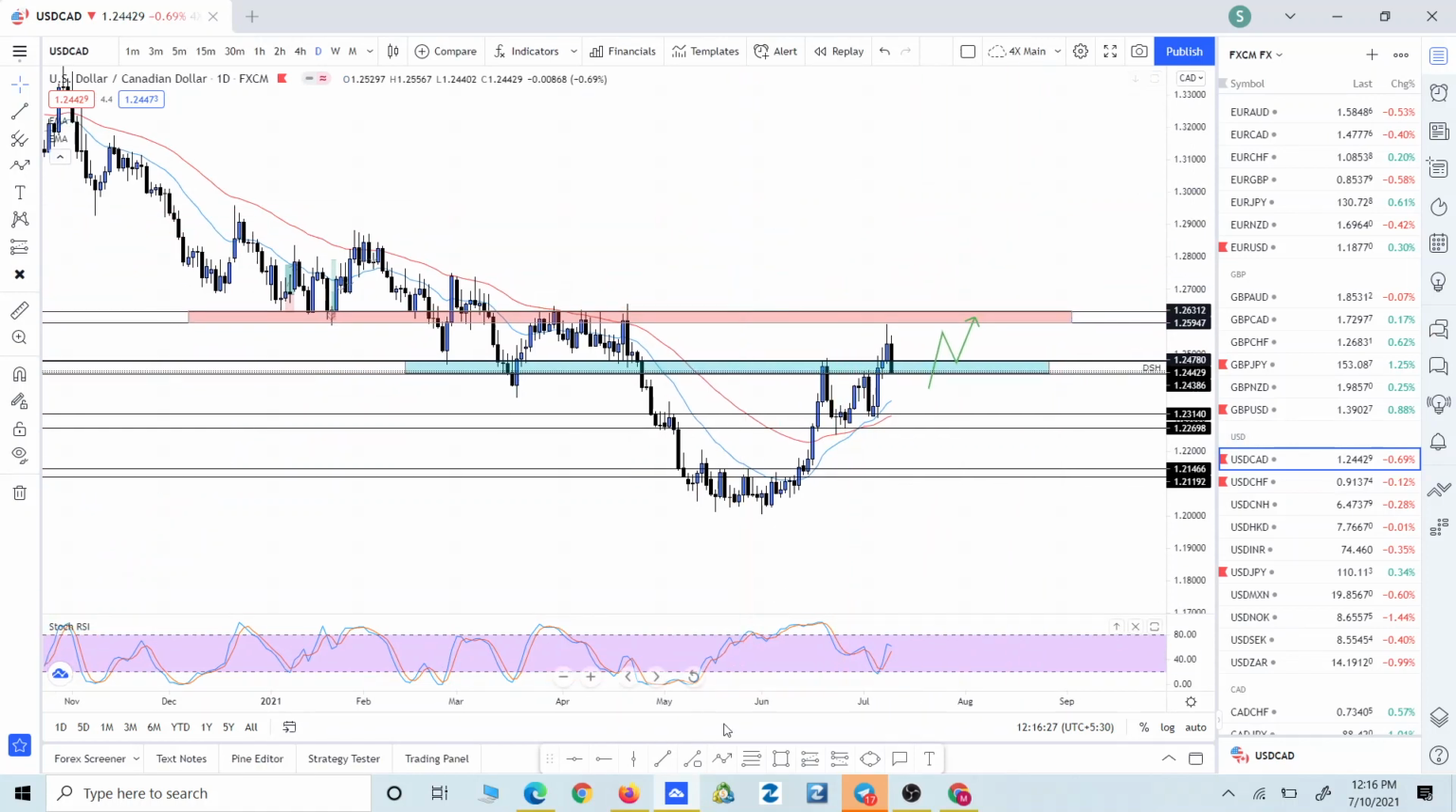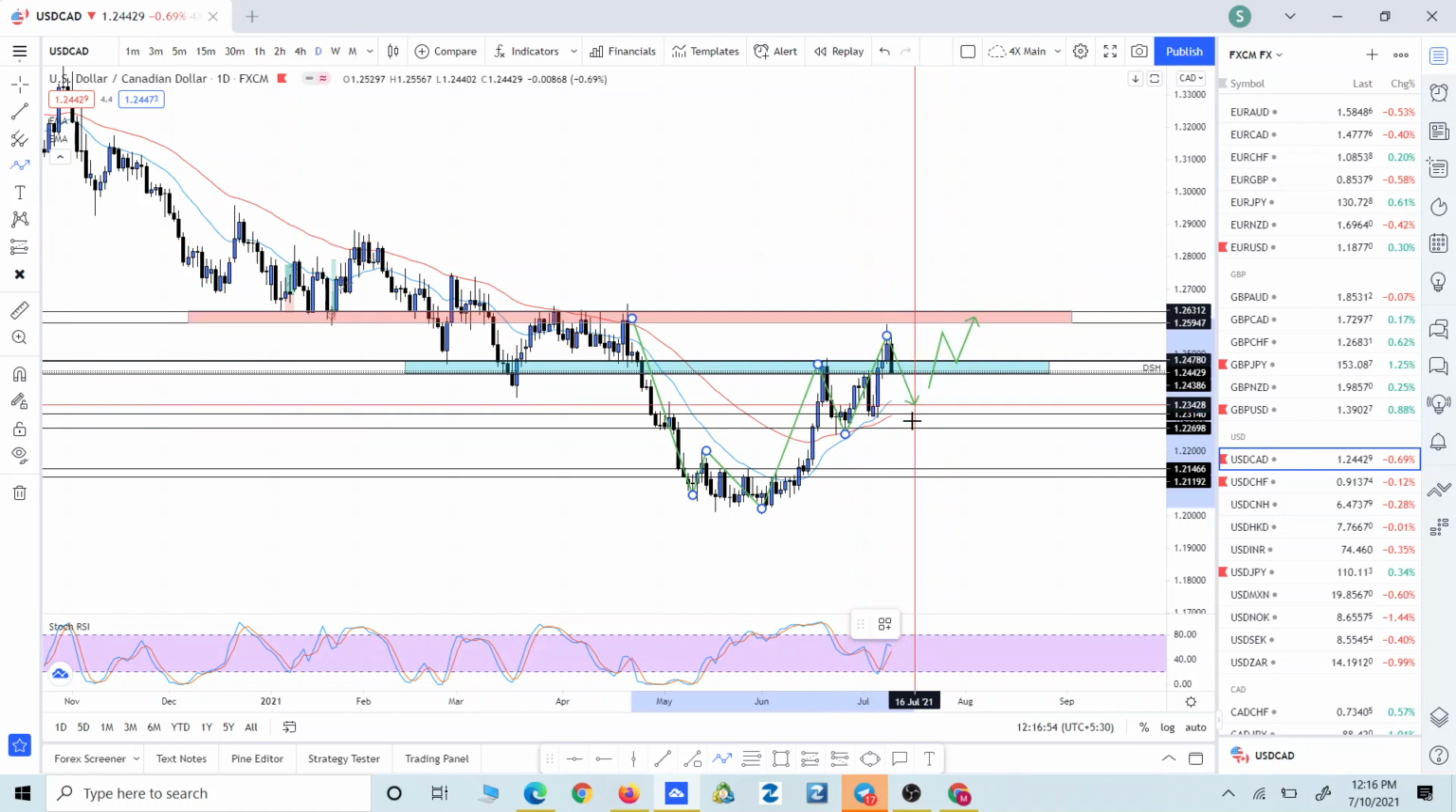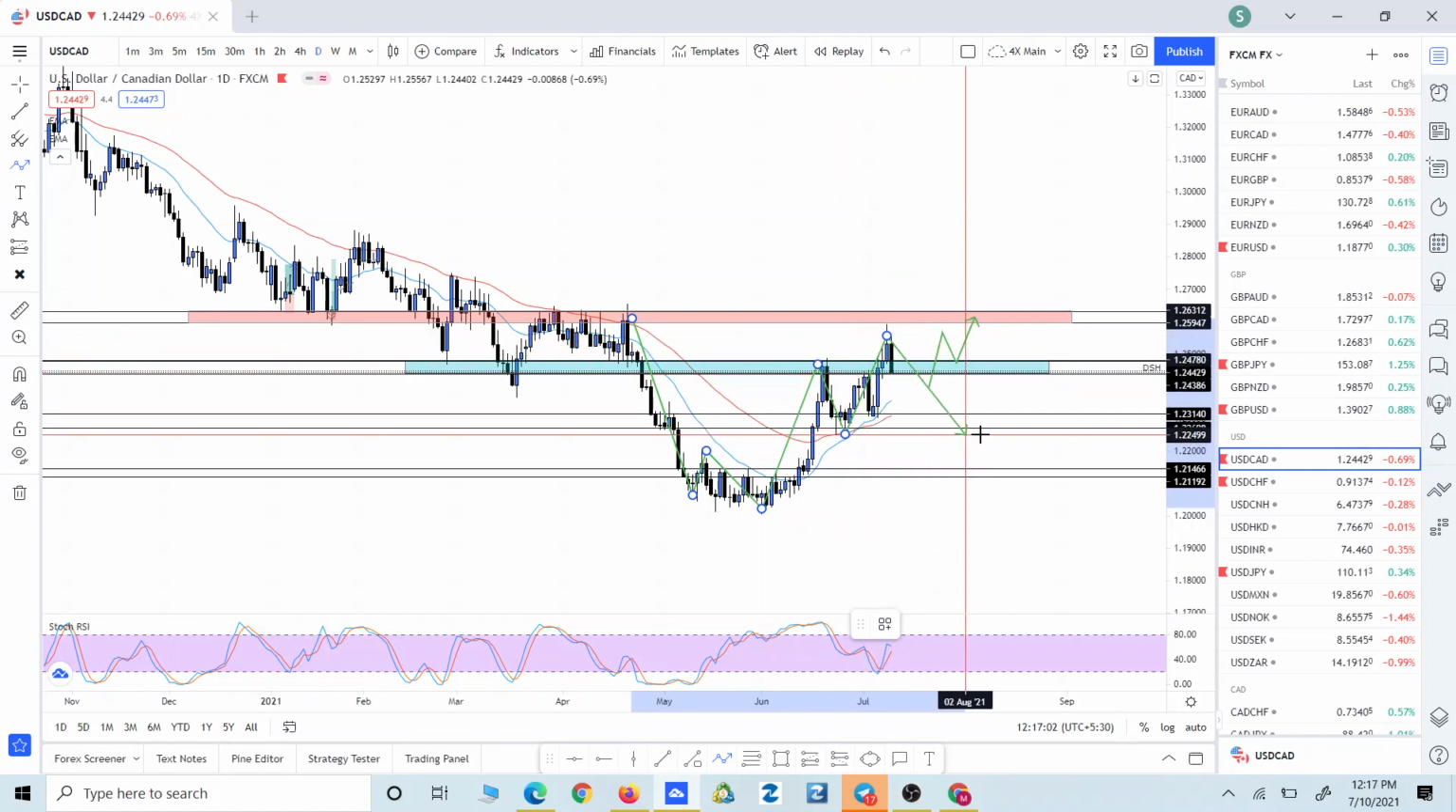On USD CAD, starting from here, we broke below the previous low. We made a low, lower high, lower low, and then we broke above the previous high, made a higher high, higher low, and now here we close above the previous high, so we have a higher high. Now what we are waiting for, in order to continue this uptrend, is a higher low.